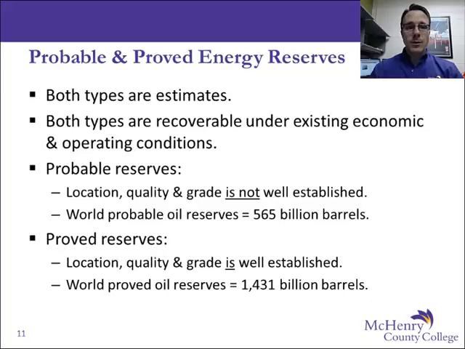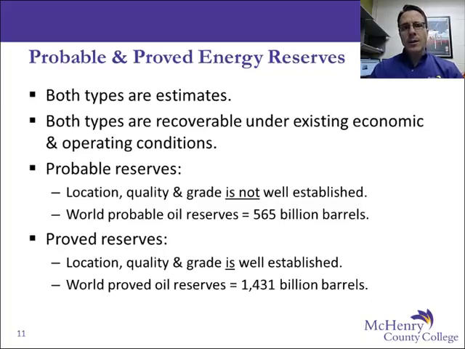The difference between the two is that probable reserves are where the location, quality, and grade of the energy reserves are not well established. And right now, for example, the world probable oil reserves, everybody wants to know about oil, is about 565 billion barrels. Notice 565 billion barrels. That is an enormous number, but again, that number is a probable reserve number.